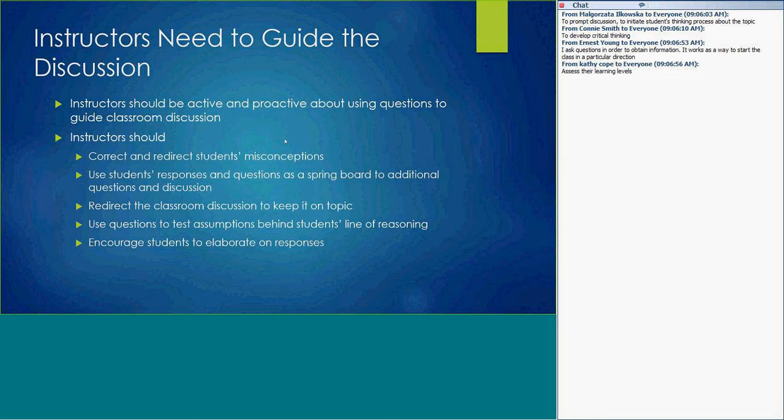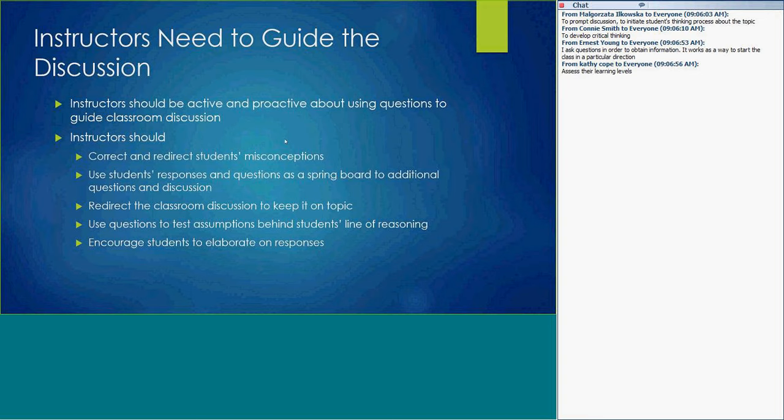So here are some things that instructors should do if they're going to guide the discussion. And I'm not going to read them all to you. You are capable of doing that, but really making sure that we are redirecting and clearing up any misconceptions so that students, again, aren't spending resources and energy learning wrong information. Not that it's not okay to have wrong answers, but we make sure that we use those. And using students' responses as a springboard into additional information and discussion.